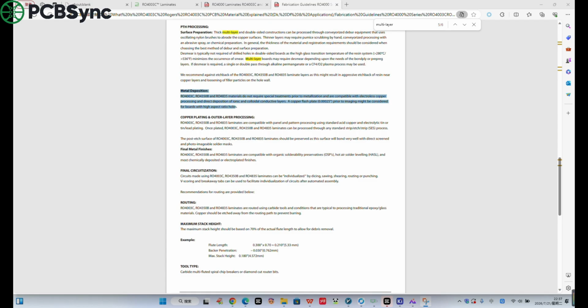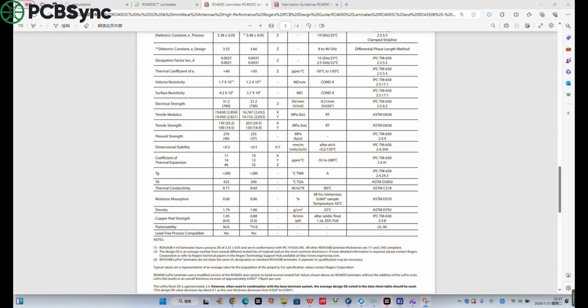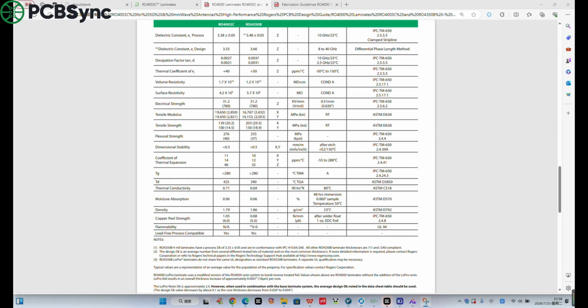In terms of hole metallization, RO4003C does not require any special treatment before metallization. It is compatible with both electroless copper and direct metallization processes. This is different from some PTFE materials that require special hole wall treatment, and is one of the reasons why RO4003C is relatively easy to process.